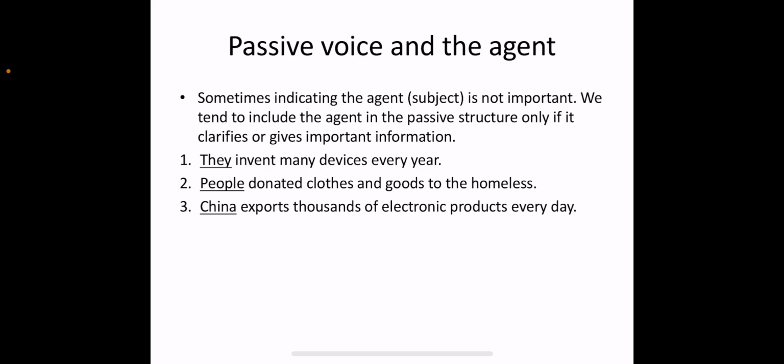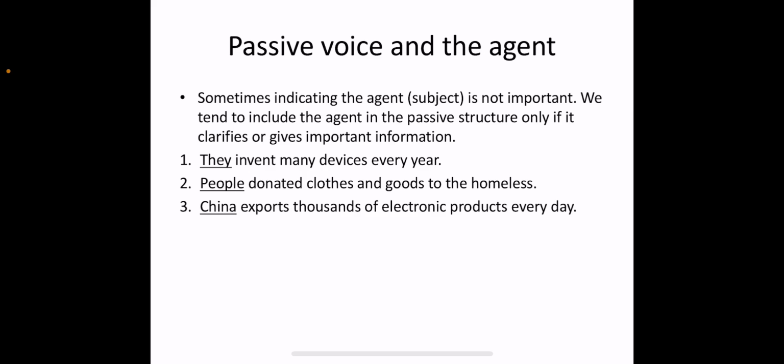So I start with that. I start with many devices. Then I put the verb to be. I need verb to be. And verb to be needs to coincide with my object. My object is plural and is present, so I use are. Many devices are, then I put my verb in participle form, invented. Many devices are invented every year.